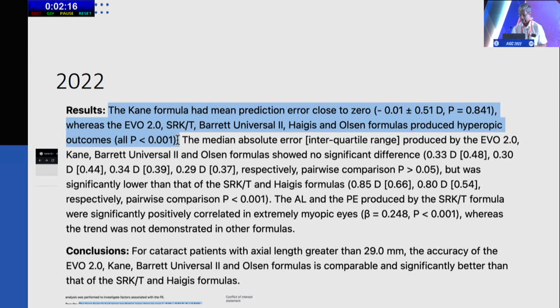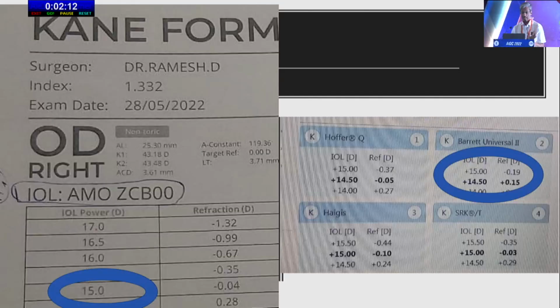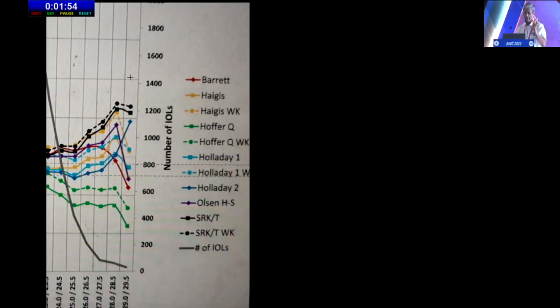We'll finish in time. So Kane is better, especially when you have very long eyes. This is an example of one of my patients which I implanted 4 days ago. Kane says put a plus 15, while Barrett's Universal 2 gives a plus 0.50. So Kane pushes you to the next higher power. Mean prediction error is closer to 0 in high myopia. This is one take home.